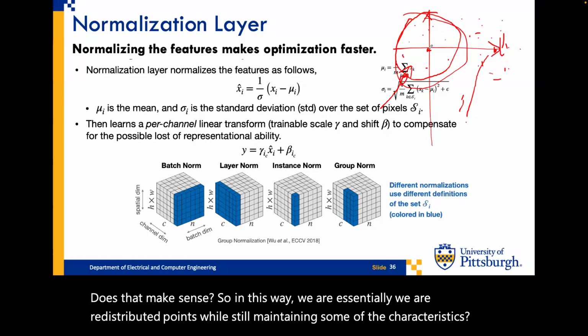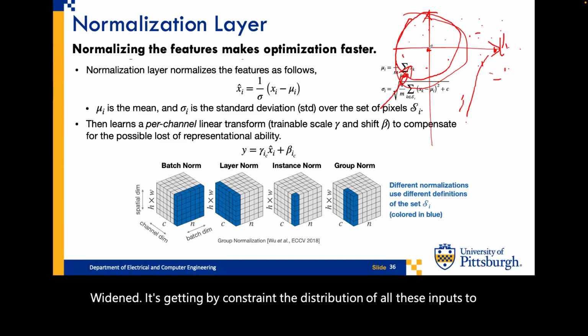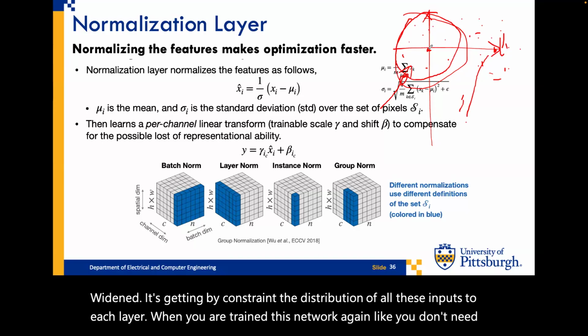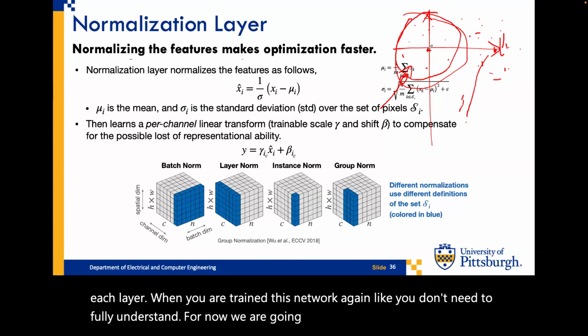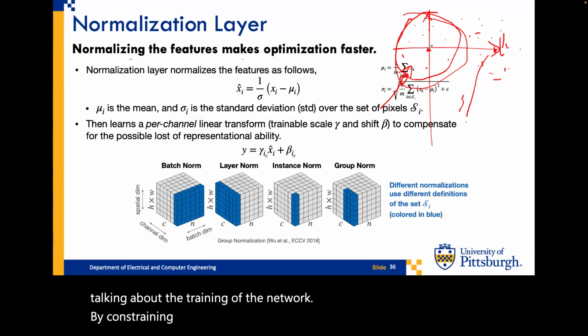Why are we even doing this? The reason is that it's good for training. By constraining the distribution of all these inputs to each layer, when you are training this network, again, you don't need to fully understand this for now. We are going to talk about that when we talk about the training of the network. By constraining all these points, the training is going to be much more stable and converge much faster.